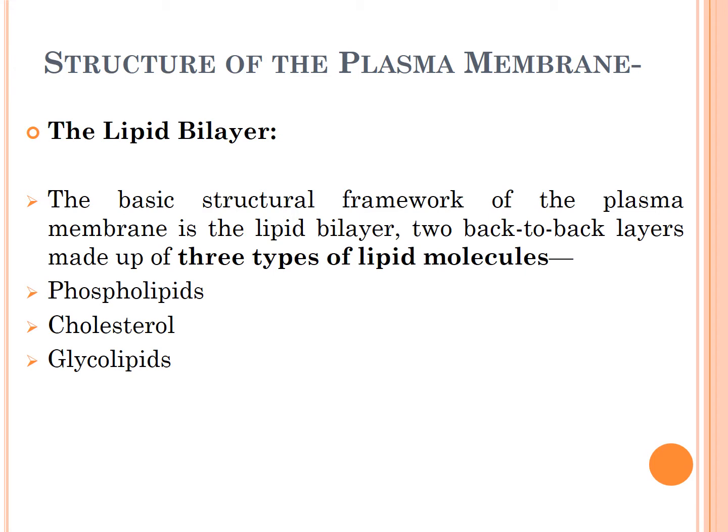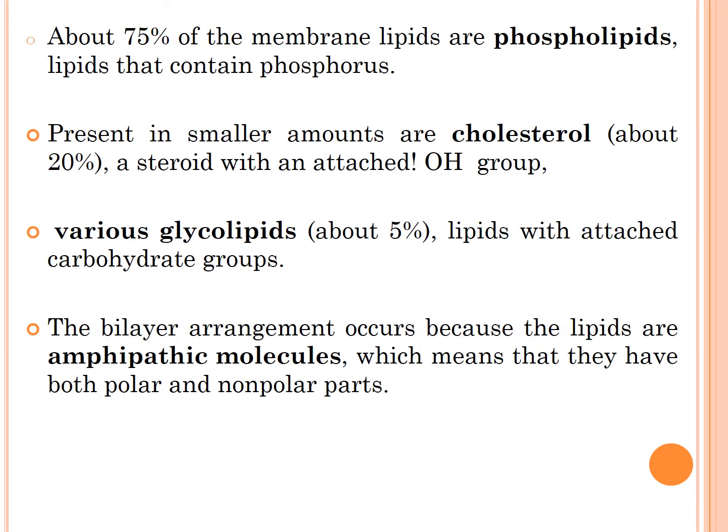The basic structure of plasma membrane is the lipid bilayer, two back-to-back layers, and it is made up of three types of lipid molecules: phospholipids, cholesterol, and glycolipids. About 75% of membrane lipids are phospholipids, and they contain phosphorus. 20% are cholesterol, which contains a steroid with OH groups, and about 5% are glycolipids, which contain carbohydrate with lipids.